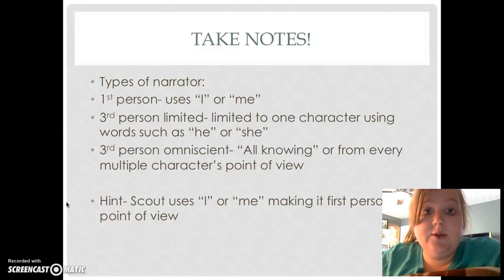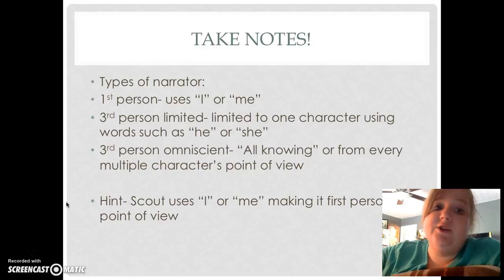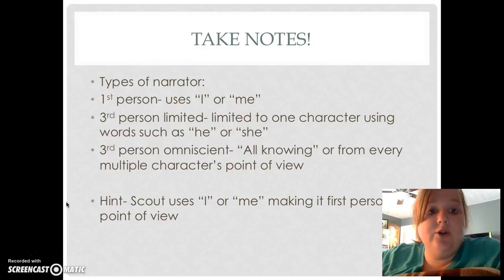First person uses I or me in the text. I always remember that with a 1 looking like an I. Third person limited is limited to one character using words such as he or she. Third person omniscient, all-knowing, or from multiple characters' point of view, such as different movies of Tyler Perry that go from character to character. It's omniscient, it means all-knowing.